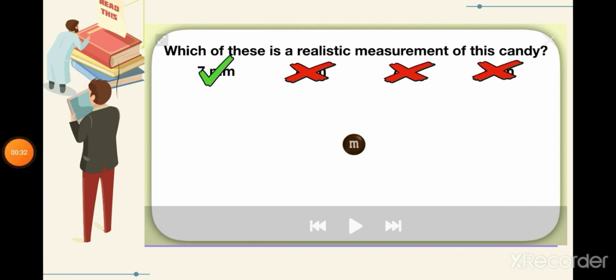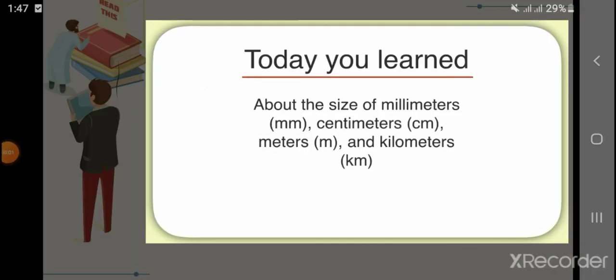We learned about the size of millimeters, centimeters, meters and kilometers. We know that we use small letters mm for millimeters, cm for centimeters, m for meters and km for kilometers.